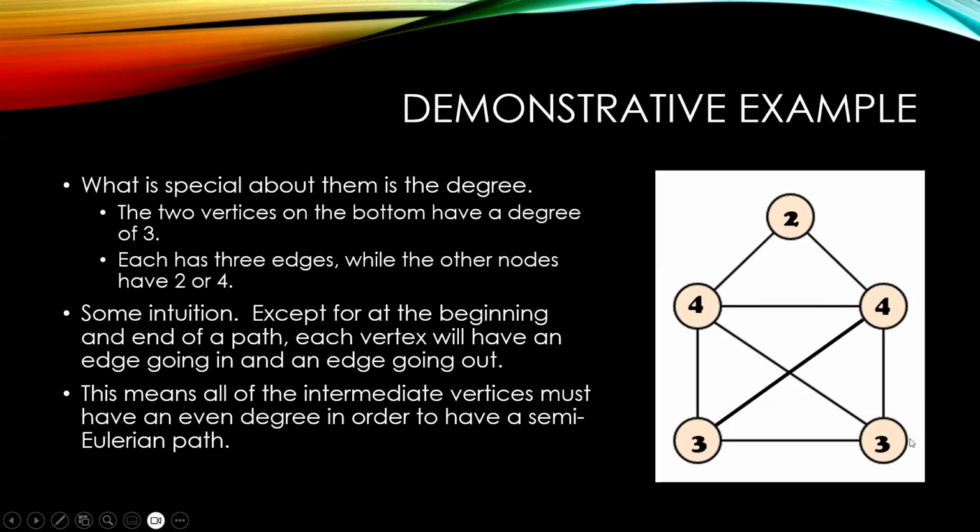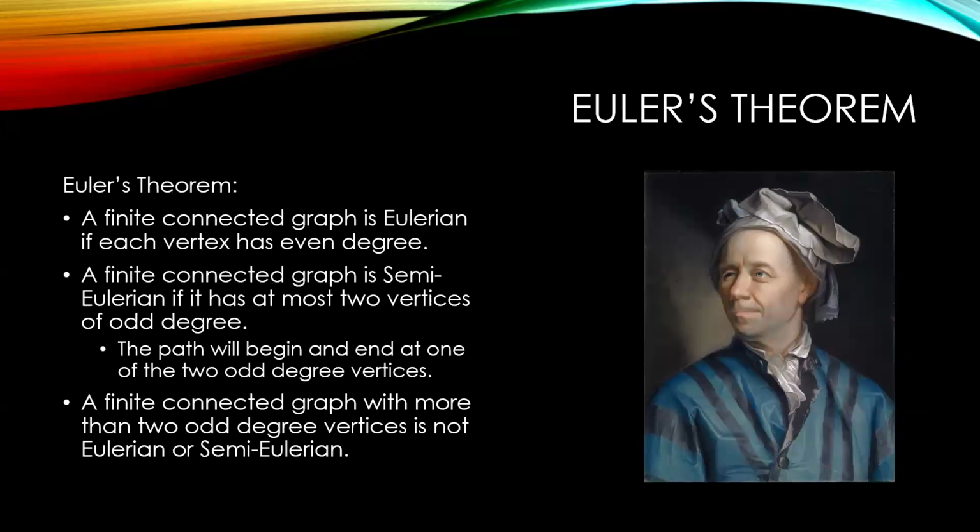And so now let's see if we can apply some intuition. Whenever we go to a node, we then have to leave that node, which means that there's always going to be an even number of edges at every intermediate vertex. Only at the beginning or the ending could we have an odd number. And if we have an odd number at the beginning or at the end, well, that tells us that we're not going to be returning to that point in the end. And so we've just figured out what Euler's theorem is.